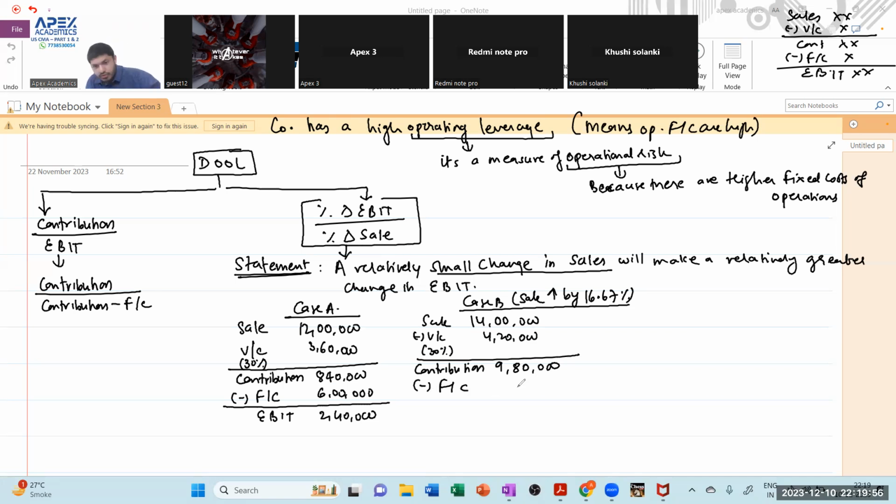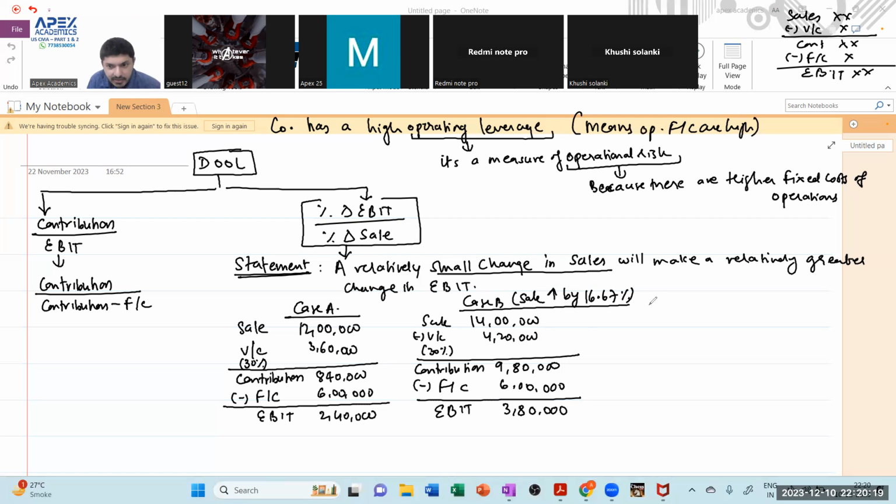My dear students, fixed cost stays fixed. What is the funda? Fixed cost will stay fixed only. You remember this from part 1. Fixed cost will not change. Let the degree of volume of operation change, but in a range, the fixed cost will stay fixed. Now, what is your EBIT? Your EBIT is 3 lakhs and 80,000.